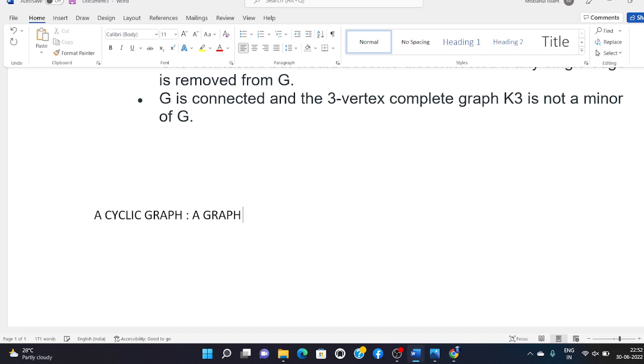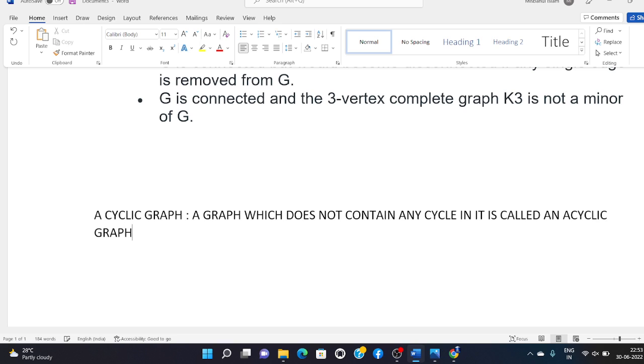A graph which does not contain any cycle in it is called an acyclic graph. Okay, first to understand an acyclic graph: a graph which does not contain any cycle in it is called an acyclic graph.